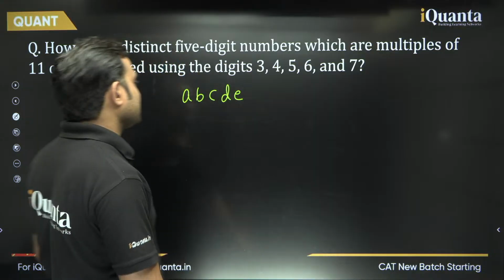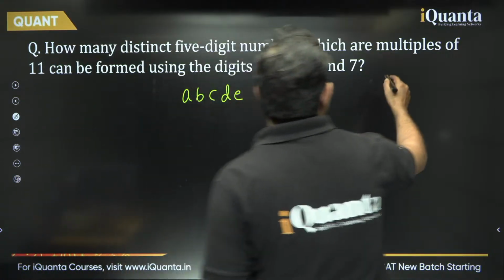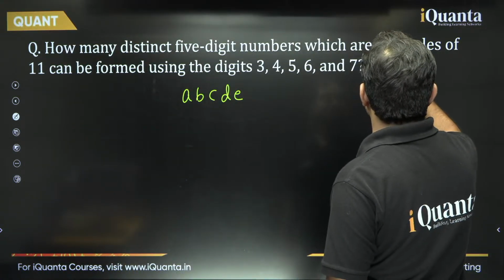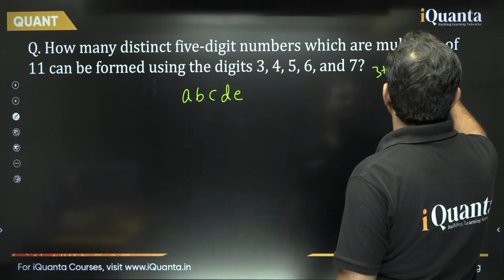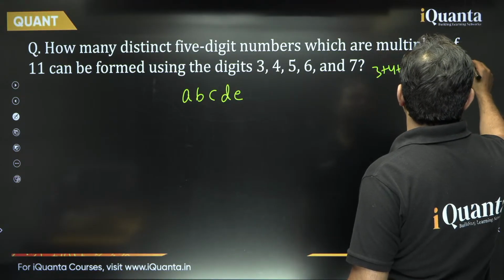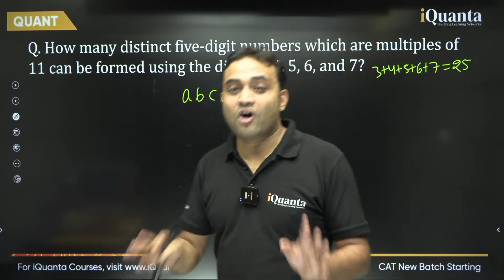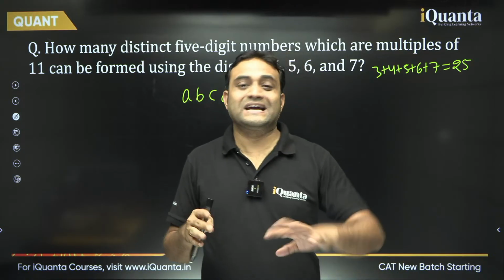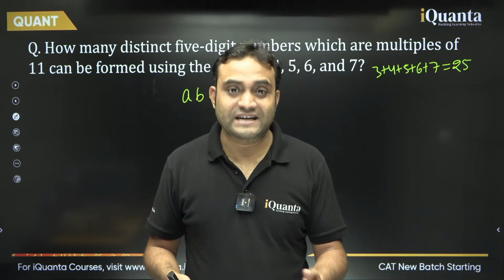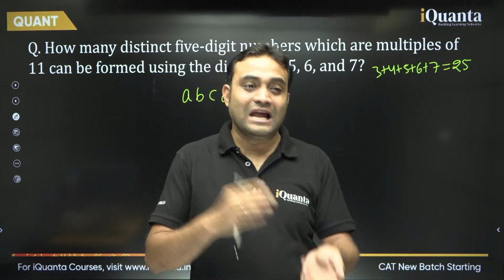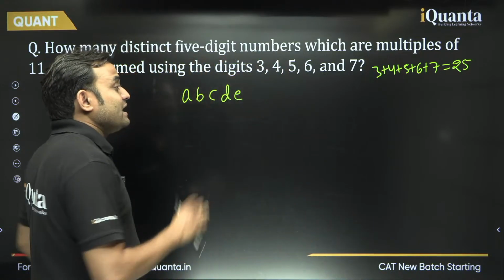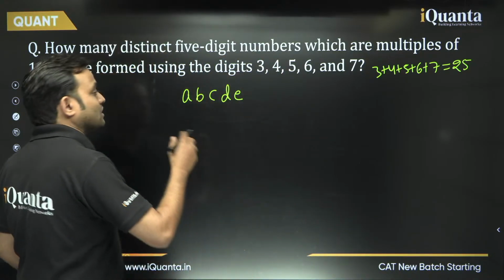Now in this case, 3 plus 4 plus 5 plus 6 plus 7 is equal to 25. So we cannot break it into two equal parts. So it can never be 0, right? It can never be 0. It can be 11 or maybe 22. It can also not be, so 22.